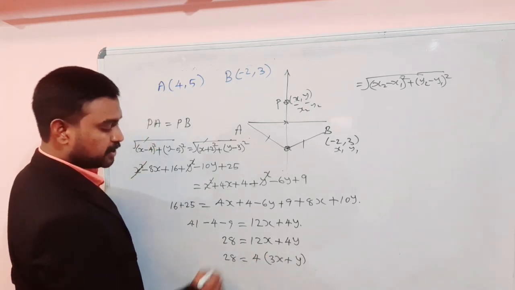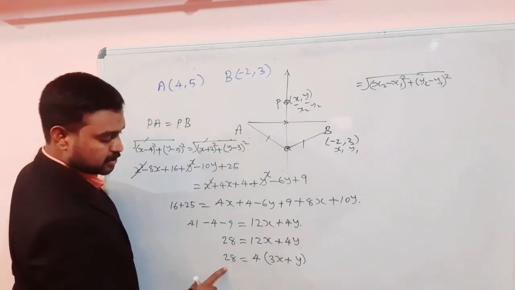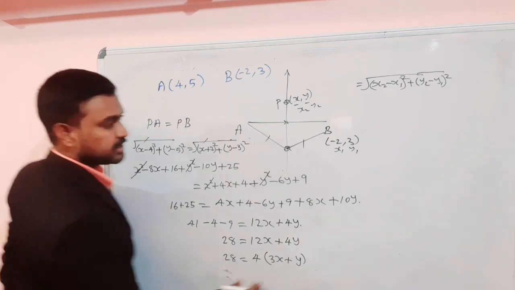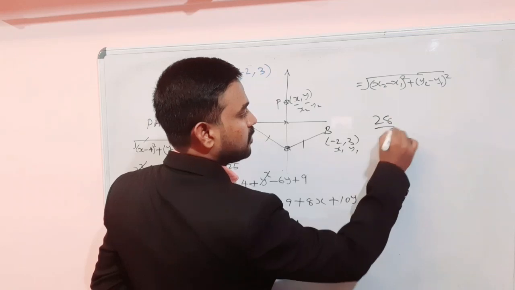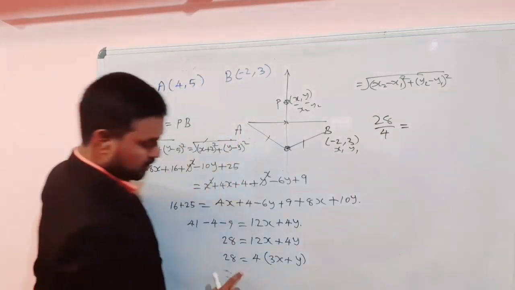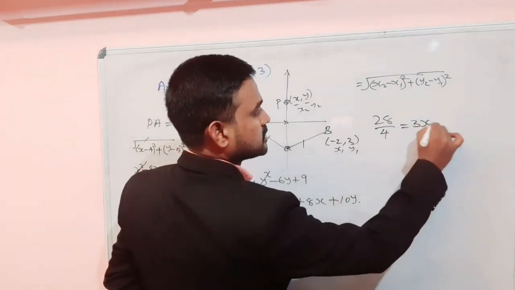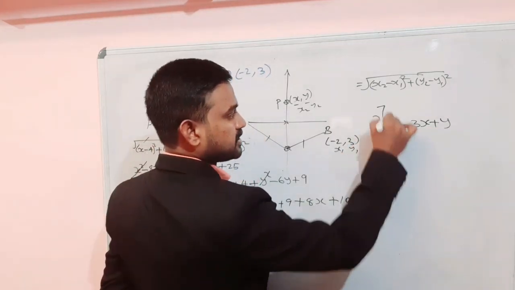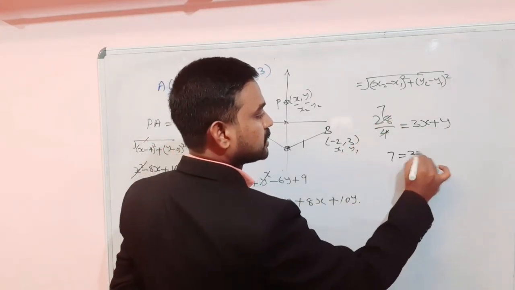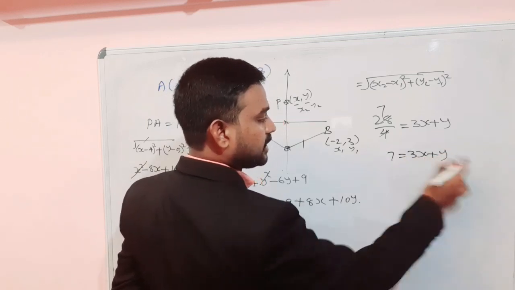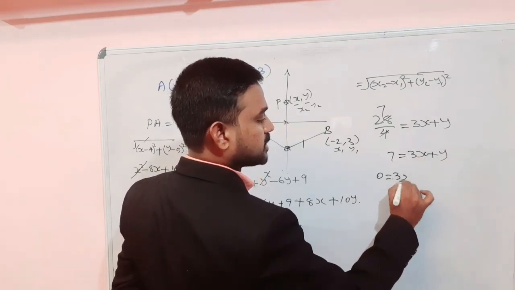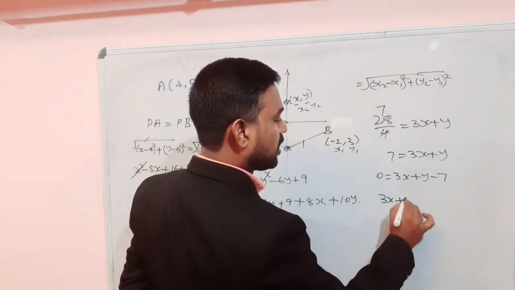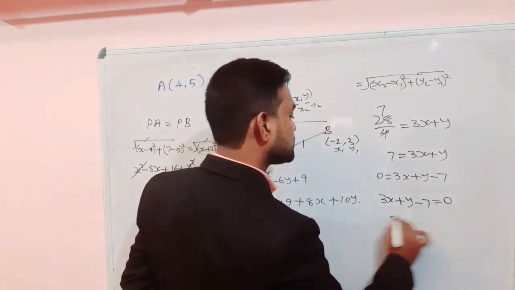Now this 4 and 28 can be cancelled, because 4 brings to the left side, it will be 28 divided by 4 is equal to 3x plus y. So 28 divided by 4 is 7. So 7 is equal to 3x plus y. This 7 transposed to the right side will be 3x plus y minus 7. So 3x plus y minus 7 is equal to 0.